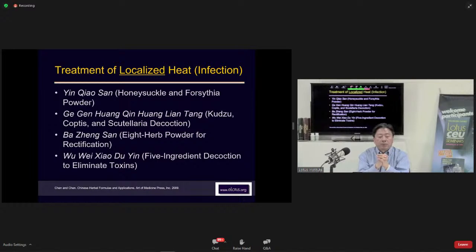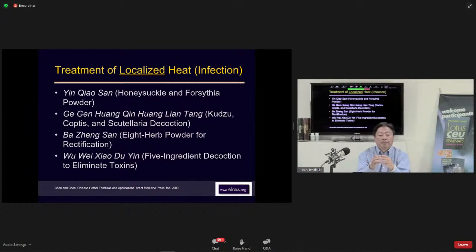So what this formula really implies is that it's a formula with 8 herbs, and it's to rectify, and the situation that it's trying to rectify is damp-heat in the lower jiao. And this is a great formula for a localized urinary tract infection, whether it's urinary tract infection or cystitis, basically things in that general region. Okay, so once again, it's a localized antibiotic herbal formula.